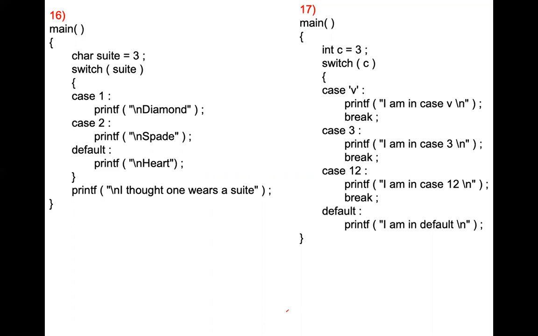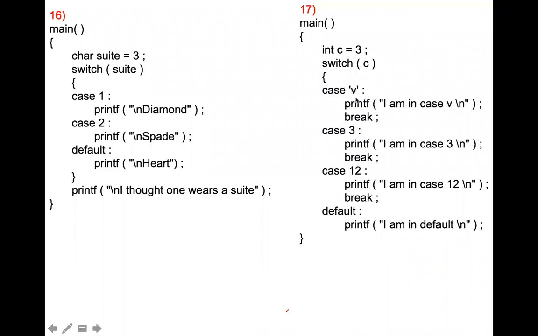I am in case 3, sir. I'm in case 3 only. Okay, so C equal to 3. Actually, you are comparing the integer variable with the character here. So the ASCII value of this capital or small v will be compared.